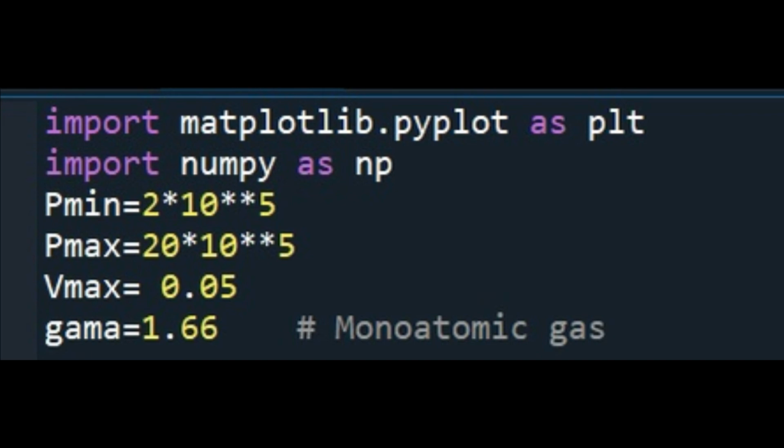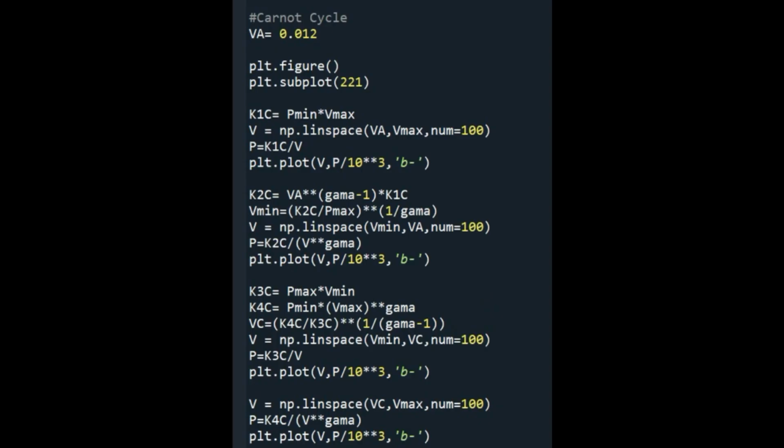The maximum volume Vmax will be equal to 0.05. The constant gamma is 1.66 because it is a monoatomic gas. Let's start with the Diesel cycle. I create a subplot because the four graphics will be created together. The volume at the point A is 0.012. From there, I started to write the formulas for each of the processes.